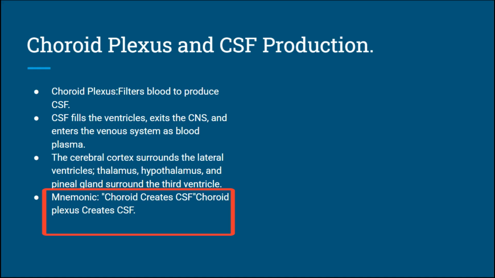Pretty straightforward, right? For Step 1, they might present a case of hydrocephalus due to choroid plexus overproduction or a blockage downstream. Knowing the ventricular anatomy, like the lateral ventricles around the cortex, helps you visualize where the problem might be. This is also a good spot to think about CSF reabsorption issues like in normal pressure hydrocephalus.